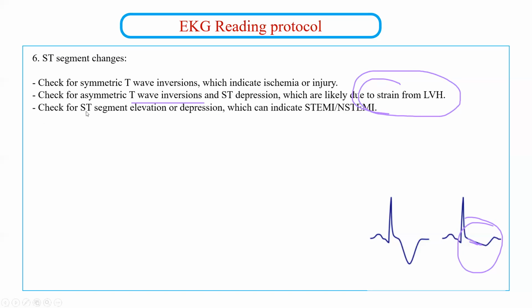Number 3, if there is ST segment elevation or depression, okay, you have to indicate STEMI or non-STEMI. And number 4, if there are peaked T waves more than 10 small squares, like 2 large squares in the chest leads, V1 to V6, this could be due to hyperkalemia. And this is the systematic way to read an EKG.